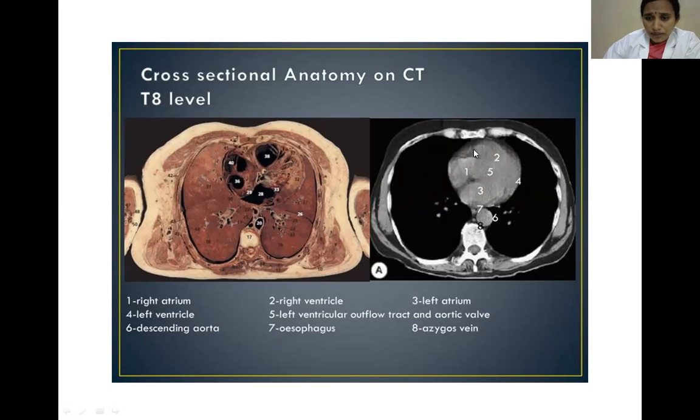Next, come here. You can make out this one is the right atrium, 2 is the right ventricle, 3 is the left atrium, 4 is the left ventricle, and the 5th one is the left atrioventricular outflow tract and the aortic valve area. Behind it, as I told you, this is the descending thoracic aorta, this is the esophagus, and this small structure is the azygous vein. So you can compare these two structures here.